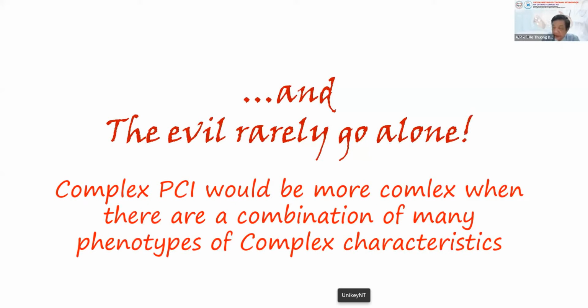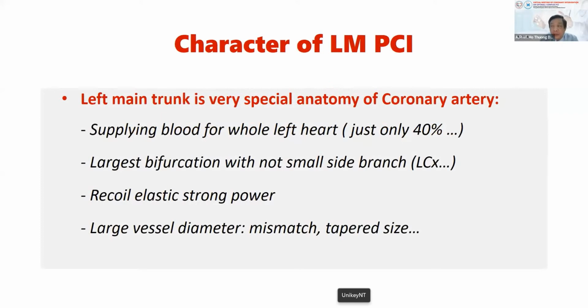So in my presentation, my topic is very calcified lesion. We talk quickly about characteristics of left main PCI. Why is left main PCI complex PCI? Because the left main trunk is a very special anatomy of coronary artery disease. It supplies blood for the whole left heart. And as we know, just 40% compromise can induce cardiogenic shock.